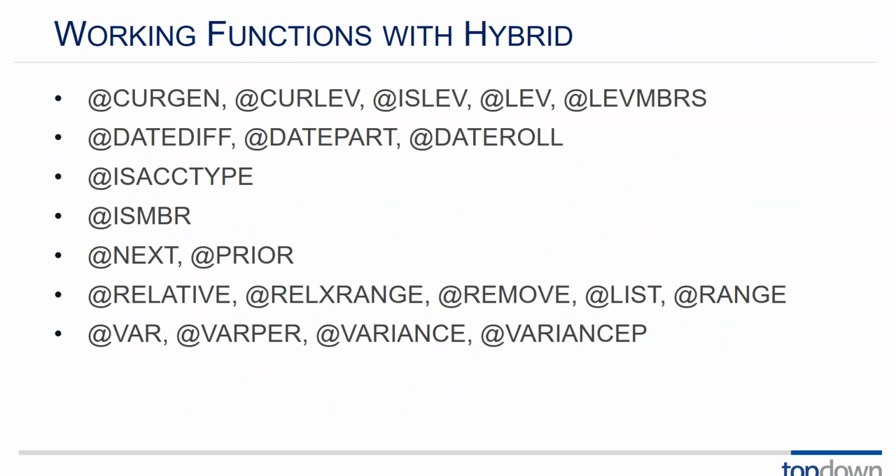Generation, at left members. You can use the date functions. You can use the account type. You can use at next, at prior. You cannot use MD shift, but you can do next and prior. At relative works. At relative X range works. Remove, I use it all the time. It works. And at var and var percentage, they work as well.